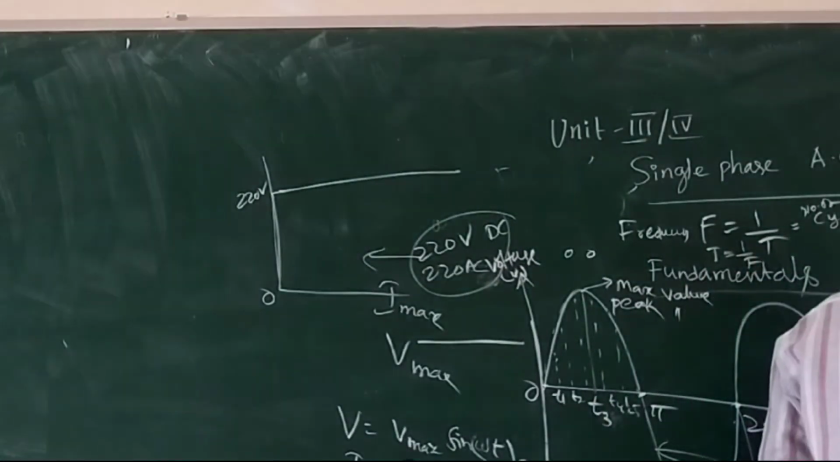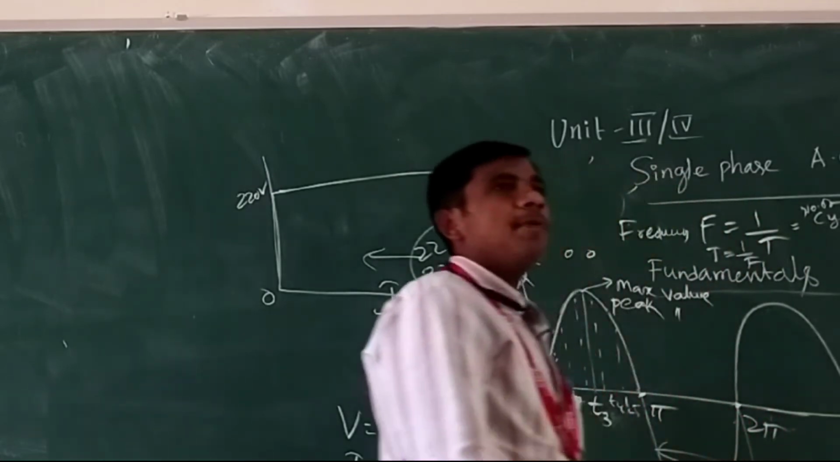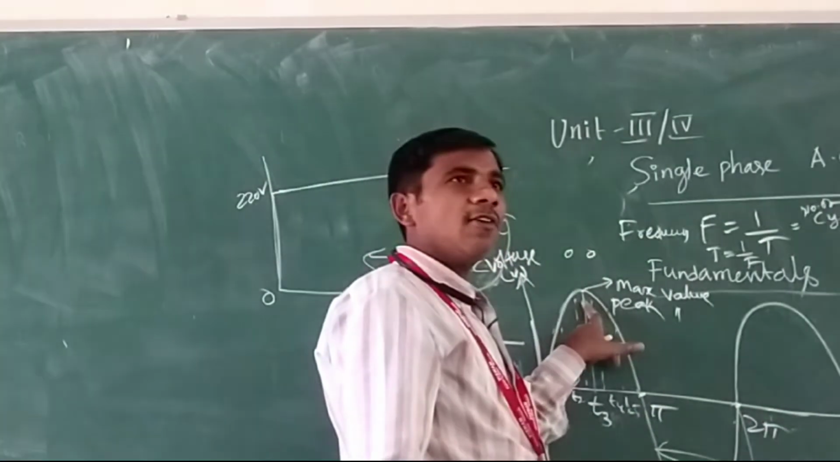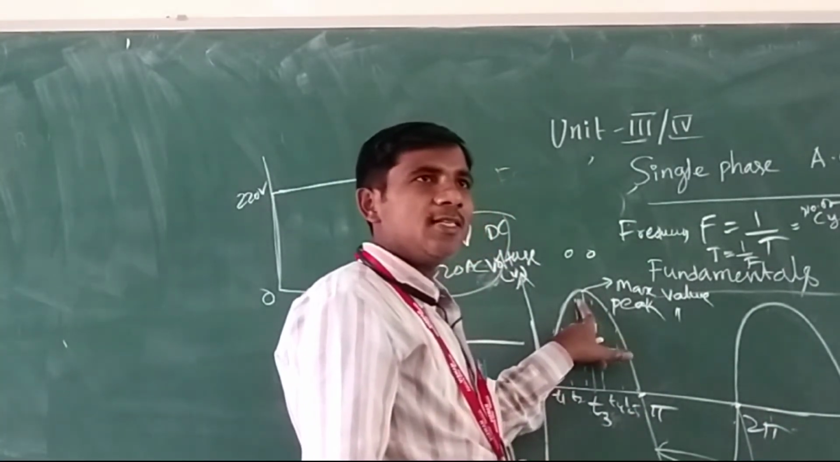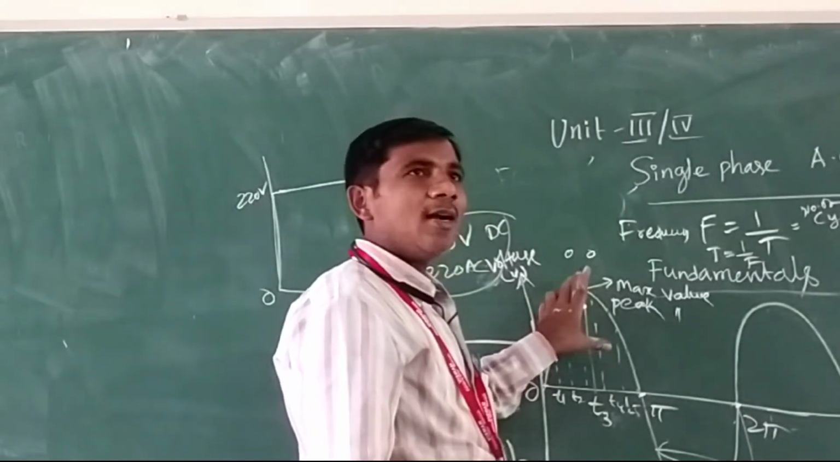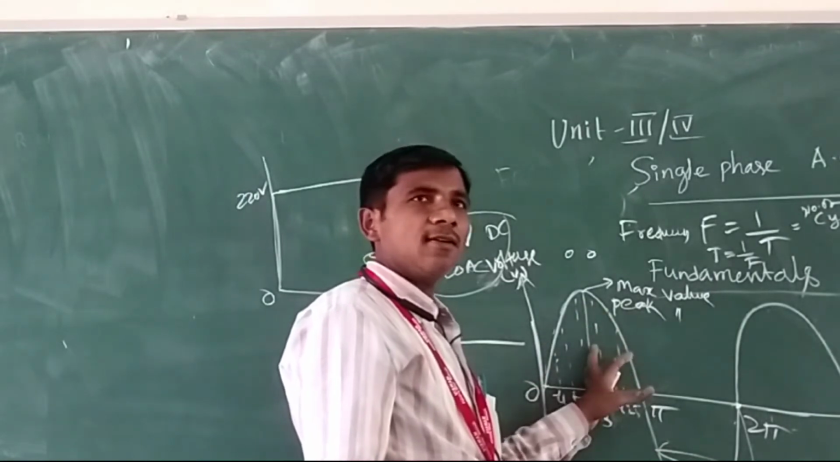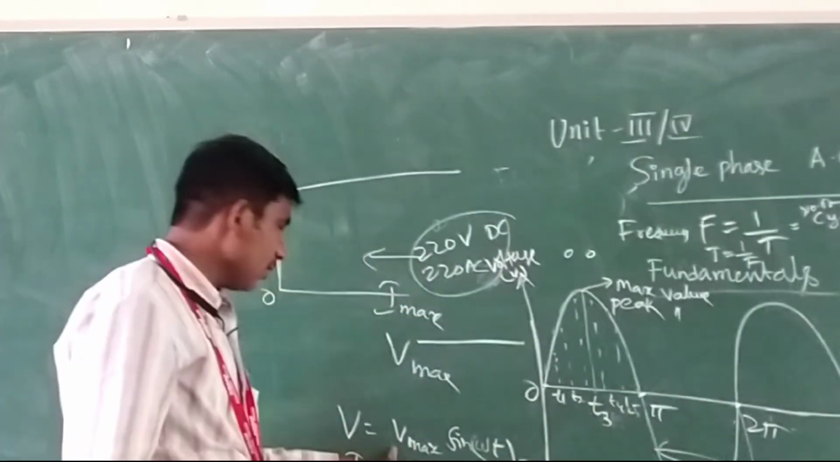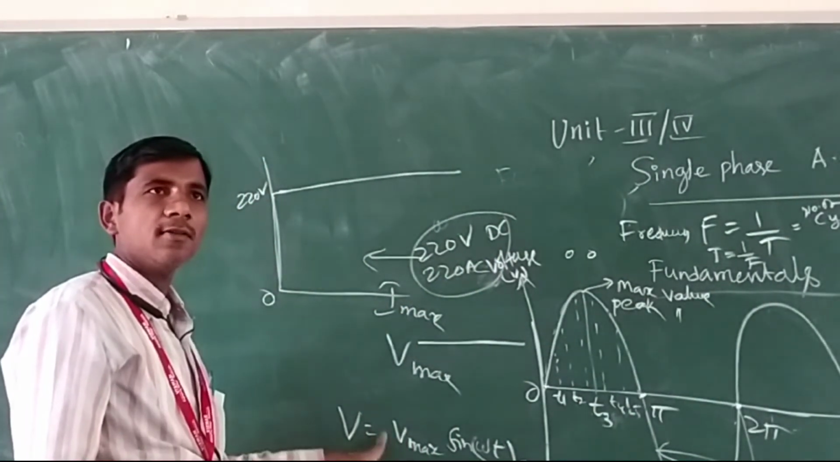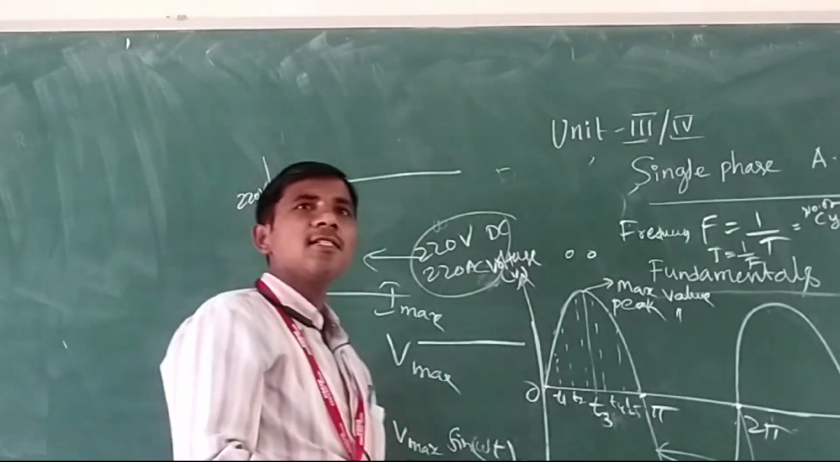Next is the fourth one, peak value. The maximum value of any signal is called the peak value. It is the instantaneous value. At this instant, what is the maximum value? That is called the peak value of that signal. Peak value only we will consider to write the equations of voltage and current.